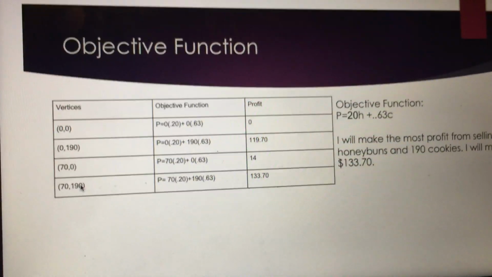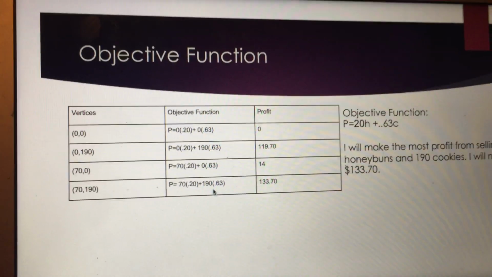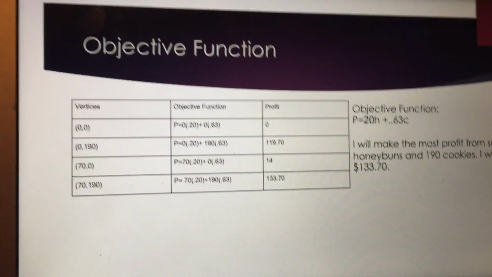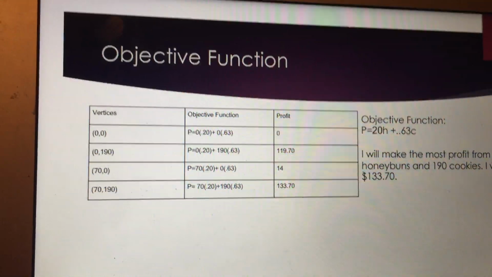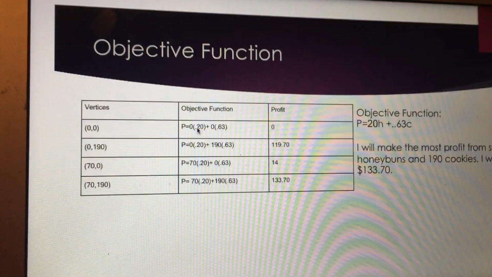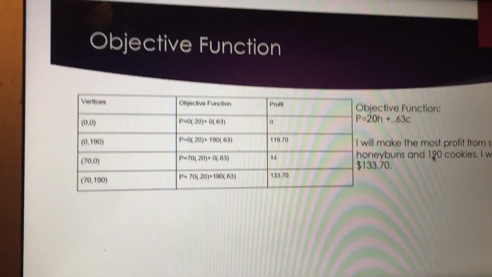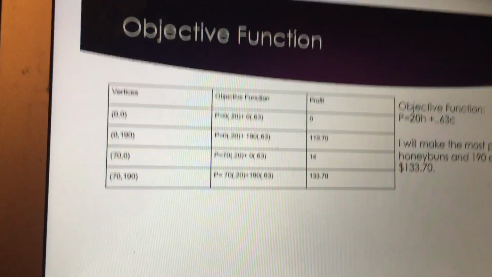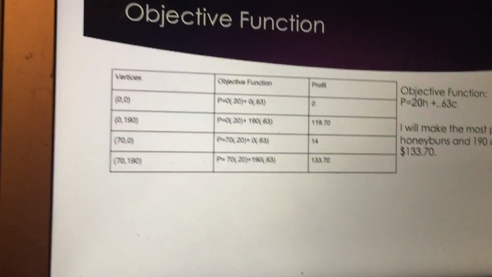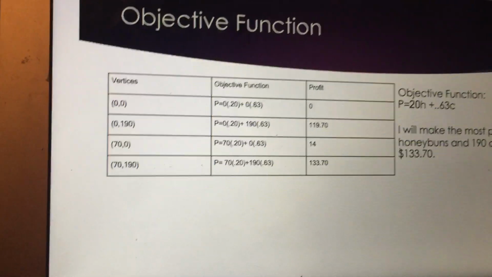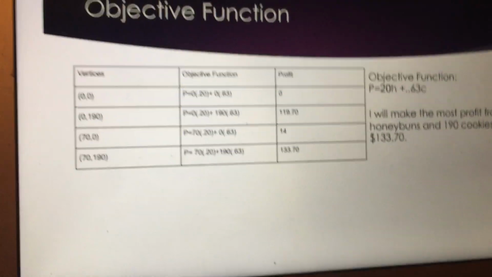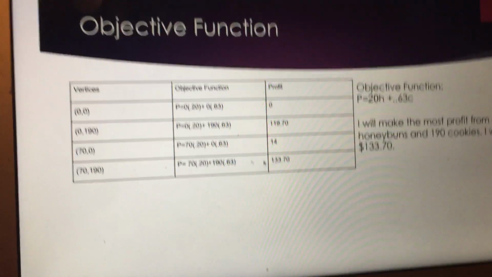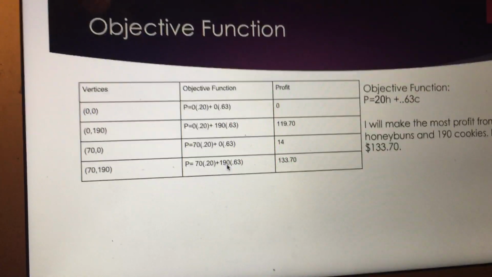What you do with these points and vertices is substitute them into the objective function. To remind you, X is honey buns and Y is cookies. So what this is saying is, for example, that we can sell 70 honey buns and 190 cookies. You'll substitute these numbers into the objective function to give you a profit. These will tell you how much money you'll make based on the items that you're selling. You should see that my maximum profit is $133.70, and I got that from selling 70 honey buns and 190 cookies.